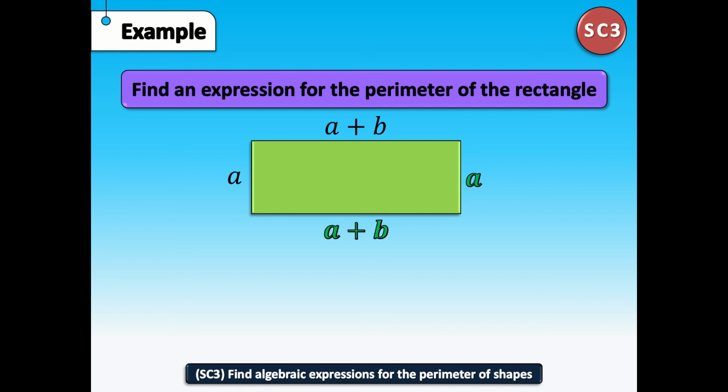So the first thing we've got to do is write down what the missing sides are. So we've got one side that's A and the other side that's A plus B. Then to find an expression for the perimeter, we add each of these sides together.